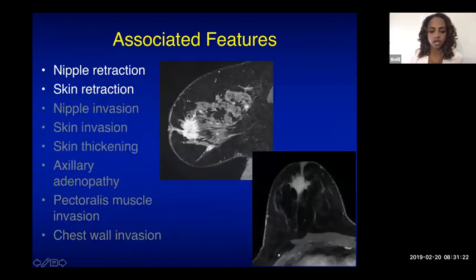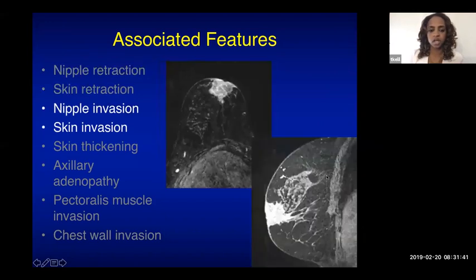Here's a spiculated, enhancing, ugly looking mass, but you can see that it's tethering on the nipple and there's nipple and skin retraction. So you want to look for that and then report it when you see it. Same thing here. There's an abnormal enhancing spiculated mass and it's tugging on the nipple. So there's nipple and skin retraction.